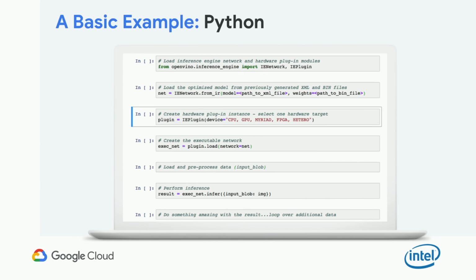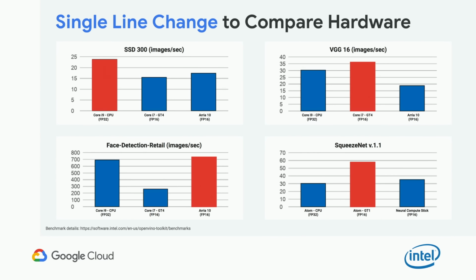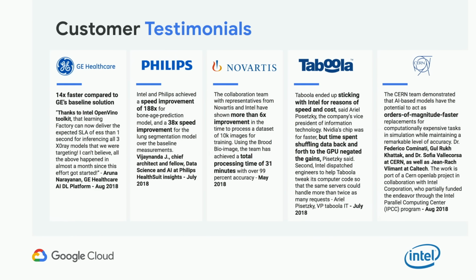Once you have your optimized intermediate representation, using the DLDT inference engine is as simple as these 5 lines of code. Note that in the third line of code that's highlighted, the user can select from multiple hardware products. This enables the user to quickly compare performance across various hardware products to determine which one may be the most suitable for a particular model.